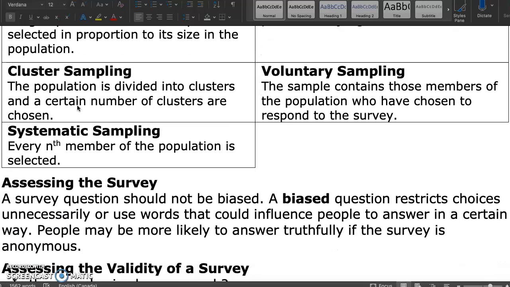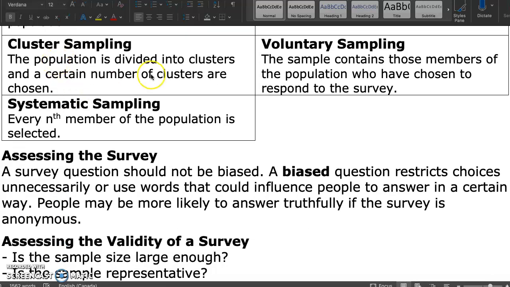So it's proportionally fair. Cluster sampling: the population is divided into clusters and a certain number of clusters are chosen. For example, if we were trying to understand how McDonald's employees are feeling during this pandemic, we could sample just a couple of these sites, and that would give us a pretty good understanding of what the population would look like, because each of those groups is representative of all employees at McDonald's.